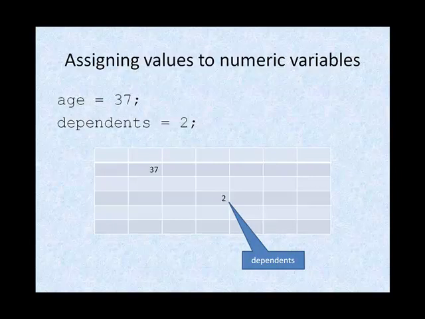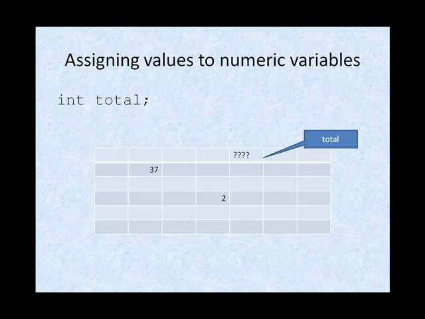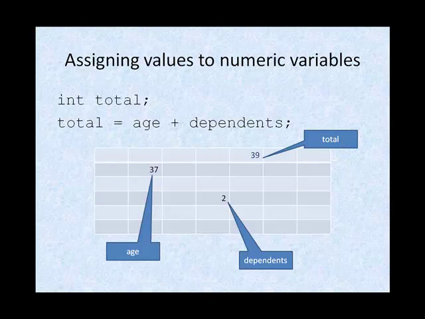For example, you could change age to 37, and you could change dependence to 2 with assignment statements. You could declare another variable, total, and not give it any starting value. And then you could perform arithmetic, adding the values of two other variables and assigning the answer to total. So if age is 37 and dependence is 2, then total becomes 39.